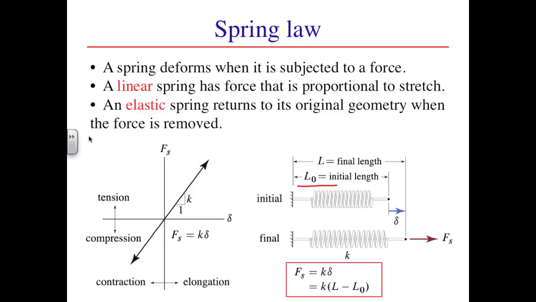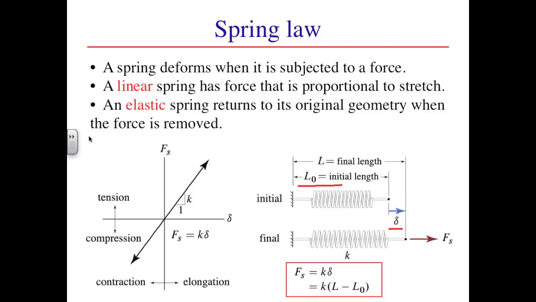We will let L0 be the initial length, that is to say, the unloaded length of a spring. If the spring is subjected to an axial force F sub s along its length, it stretches a displacement delta. If the spring is linear, the stretch is proportional to the applied force, and the force-displacement relationship follows the straight line shown in the figure at left.